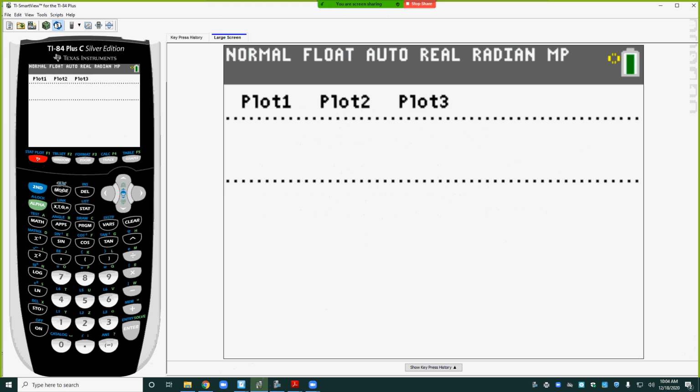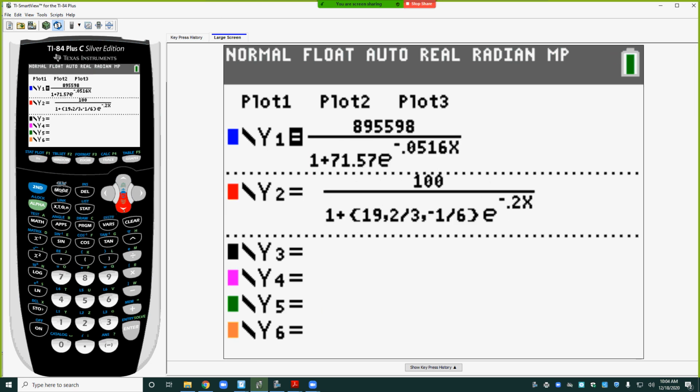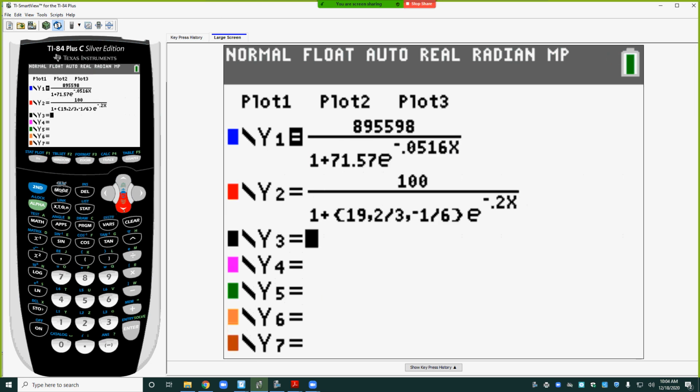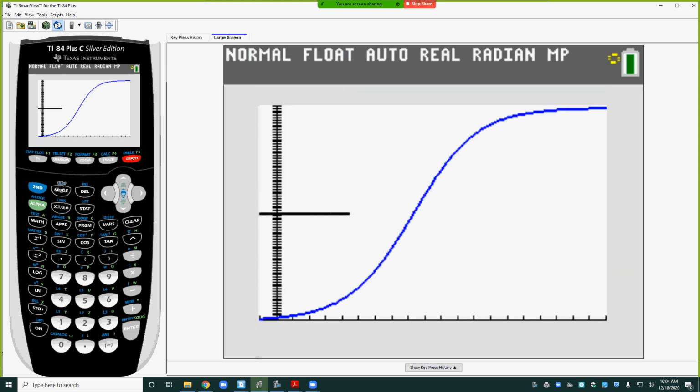Go to y equals. And I'm going to graph in y2, 895,598 divided by 2. Notice I showed that by just writing that equation on my paper. And then I went over and graphed it.